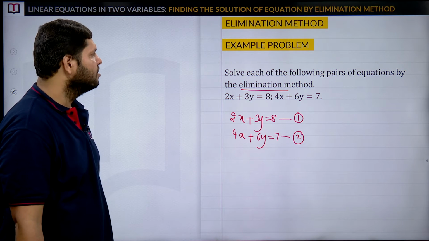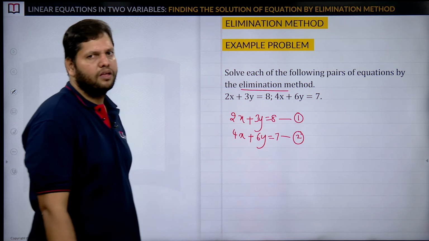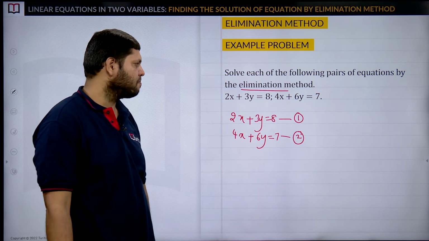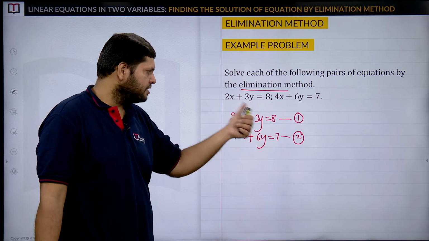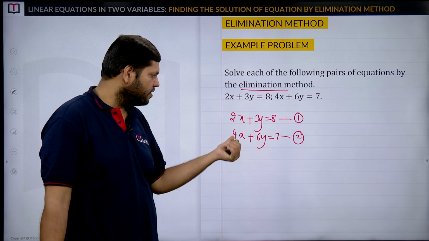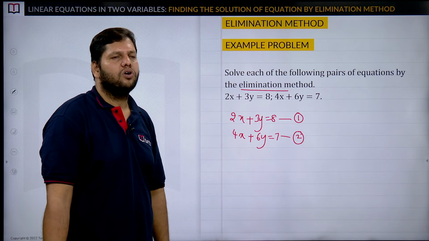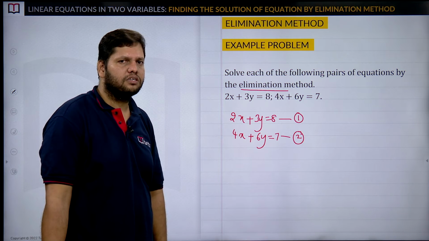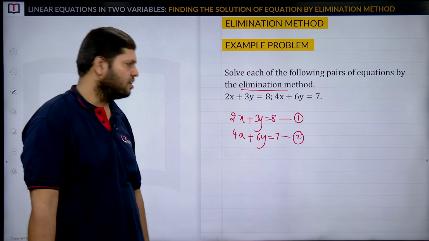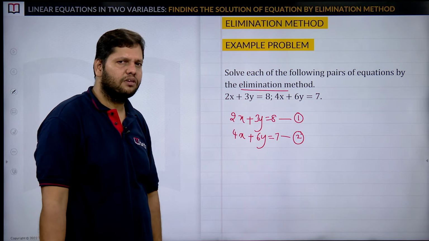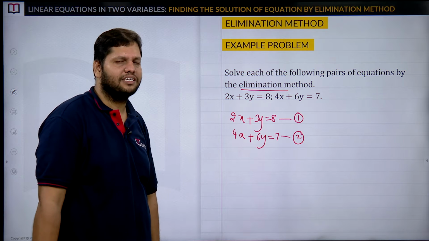Okay, fine, children. So solve the pair of equations by the elimination method. Now children, look at both the equations. The first equation is 2x plus 3y is equal to 8 and the second equation is 4x plus 6y is equal to 7. So I want to make the coefficient of any one of the variables the same. You can take x as the variable, or you can go for the y variable, any one variable children you can select.